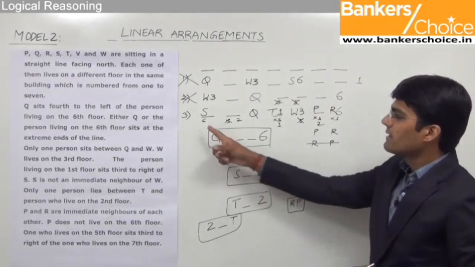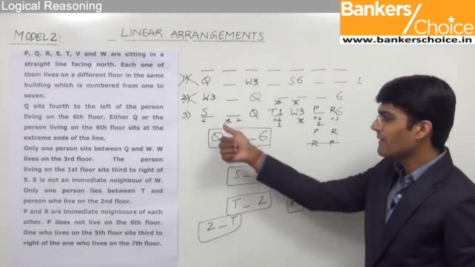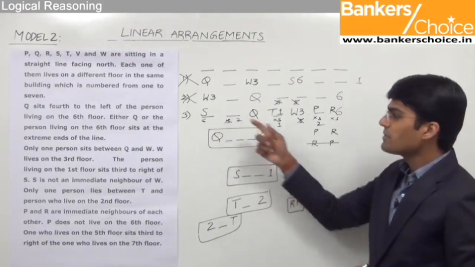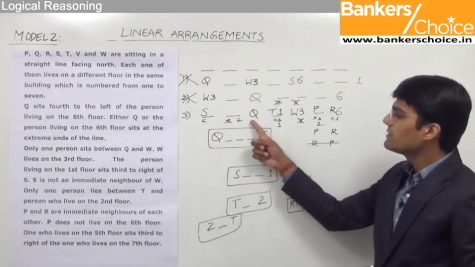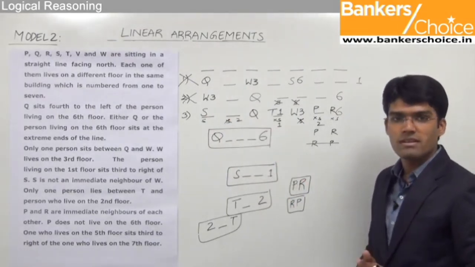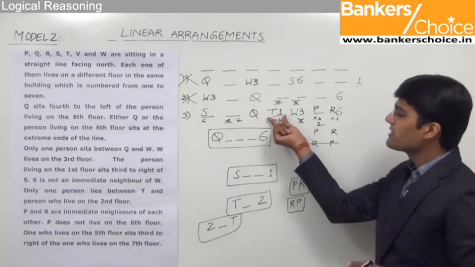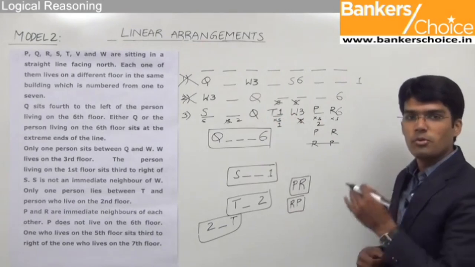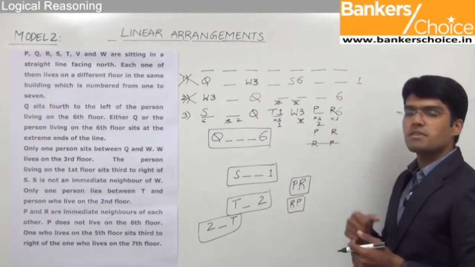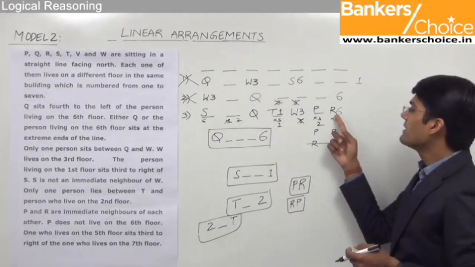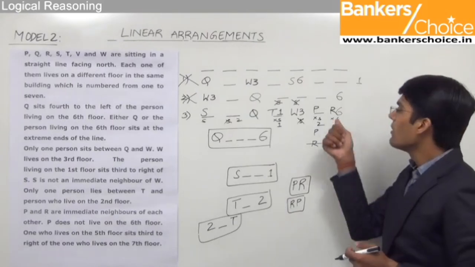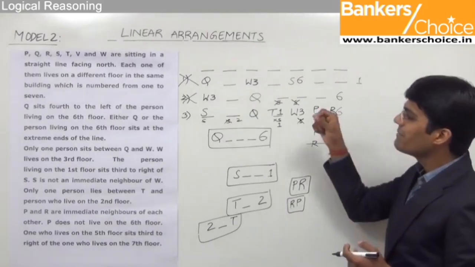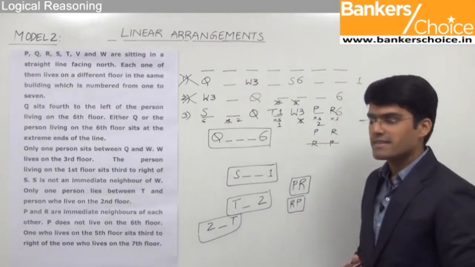So as you can see here, the first position is occupied by S, the floor is not yet decided. The 2nd position is still lying vacant. The 3rd position is occupied by Q with the floor still undecided. The 4th position is fixed, T who lives on 1st floor. The 5th position is fixed, W on 3rd floor. The 6th position will be occupied by P and the last position will be occupied by R who lives on 6th floor. Now to fill the remaining gaps, we just need to go to the next step.